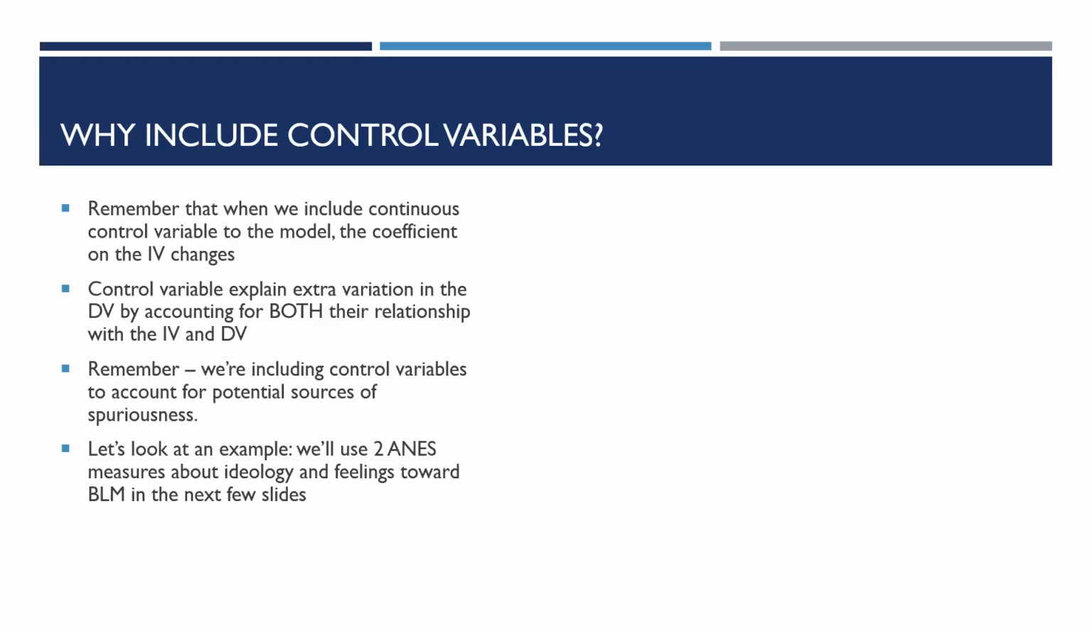So let's look at an example. Again, I'm going to show you some output, I think from Stata, but I want to show everyone how, when we go from estimating a bivariate to a multivariate regression, some of these things change. So I'm going to use some data from the American National Election Study that includes measures about political ideology. It's a 1 to 7 scale where higher values indicate more conservative, lower values are more liberal. As well as that dependent variable we looked at last week, the 0 to 100 feelings thermometer of the Black Lives Matter movement as measured in 2016.